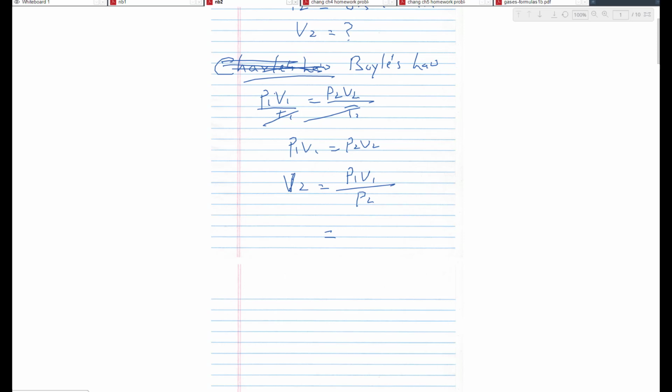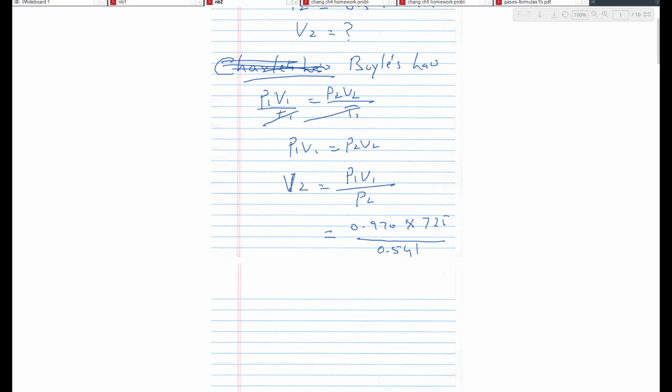P1 is 0.970. Even before solving the problem, what do you expect? Volume is going to be more than 725 or less than 725? More, because look here, the pressure in the beginning was more, now the pressure is less. Pressure and volume are inversely related. If you decrease the pressure, volume is going to increase. So your new volume is going to be more. Less pressure, more volume.